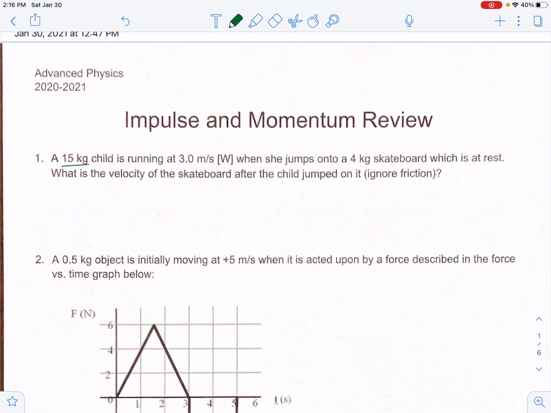My 15 kilogram child, I'm just going to say that's M1, is running at 3 meters per second, so that's my V1 initial. When she jumps onto a 4 kilogram skateboard, there's my M2, which is at rest, so that's my V2 initial. What is the velocity of the skateboard? That means what is my final velocity of the skateboard after the child jumped on it? So they have combined. This is a mass total thing. They were separate in the beginning, and then they combined in the end.